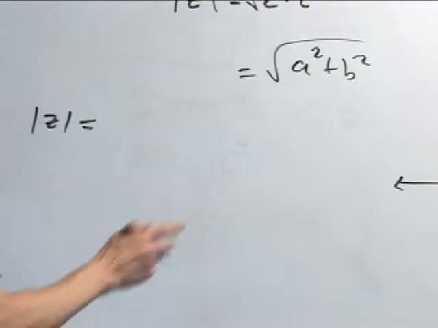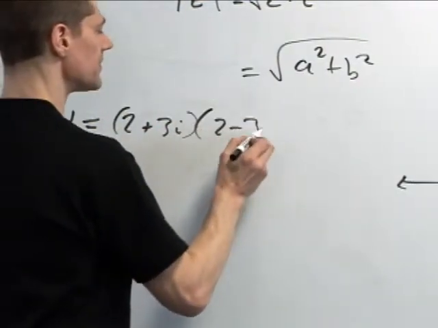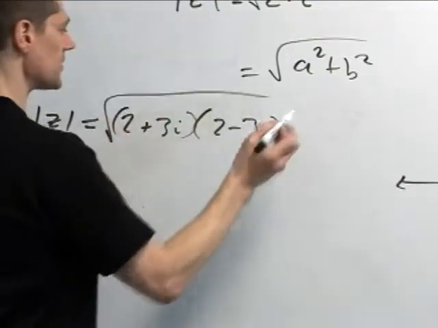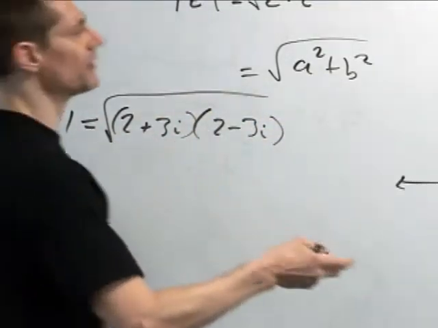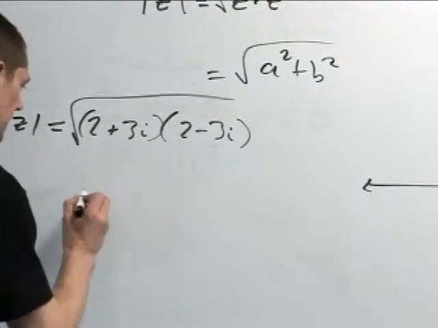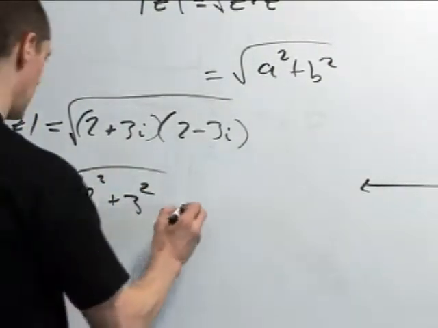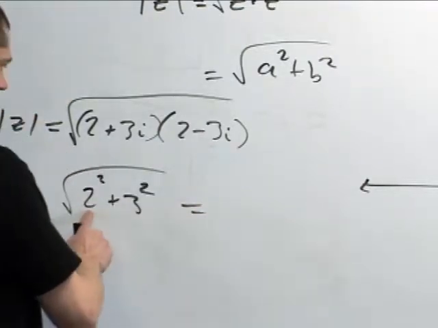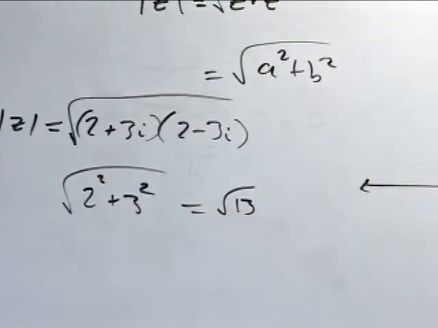The modulus of z is going to be the square root of 2 plus 3i times 2 minus 3i. This is just by definition. After we FOIL this out, and we know this, I just proved this on the last tape, here a is going to be 2 and b is going to be 3. So this is the square root of 2 squared plus 3 squared. This is 4 and 9, so this is the square root of 13.